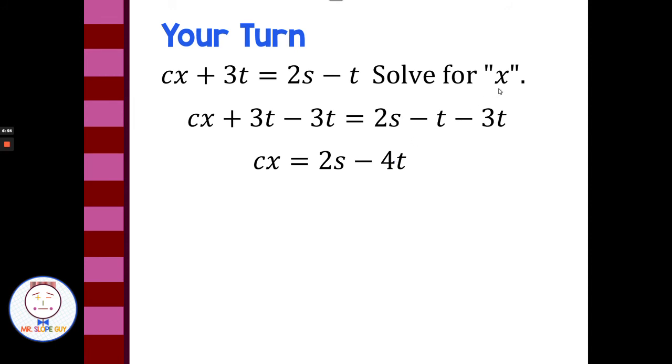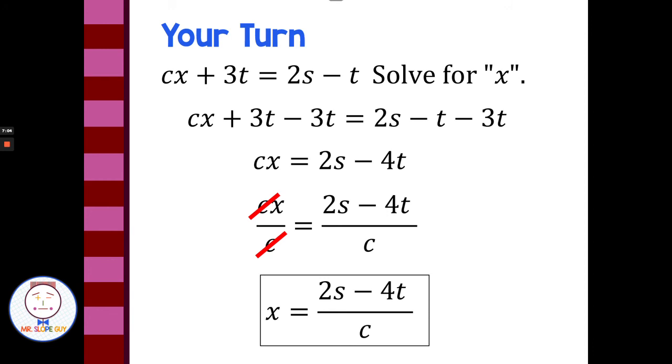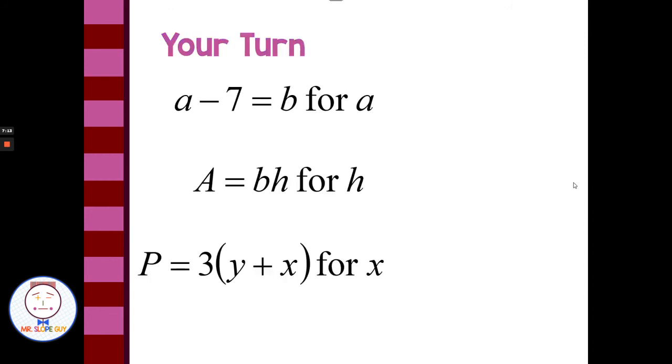Then my last step to get x by itself: x is being multiplied by c, so I want to undo multiplying by c with dividing both sides by c. On the left side, the c's cancel out and I get x by itself. So x would be equal to 2s minus 4t over c. All right, you guys pause the video here, try these three on your own, see how you do.